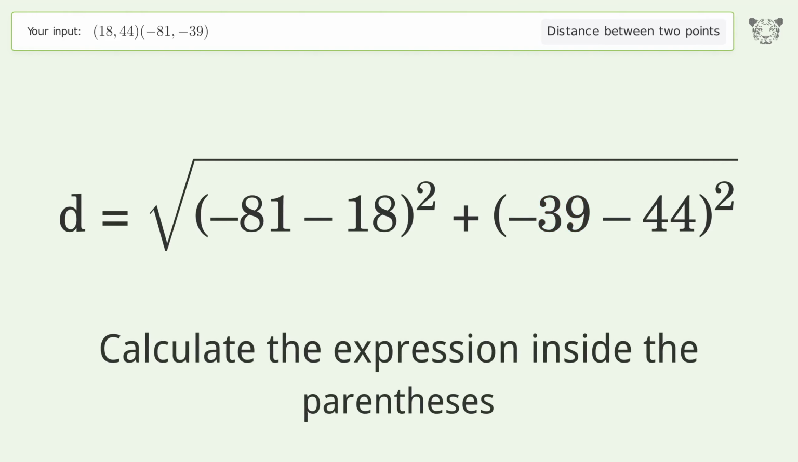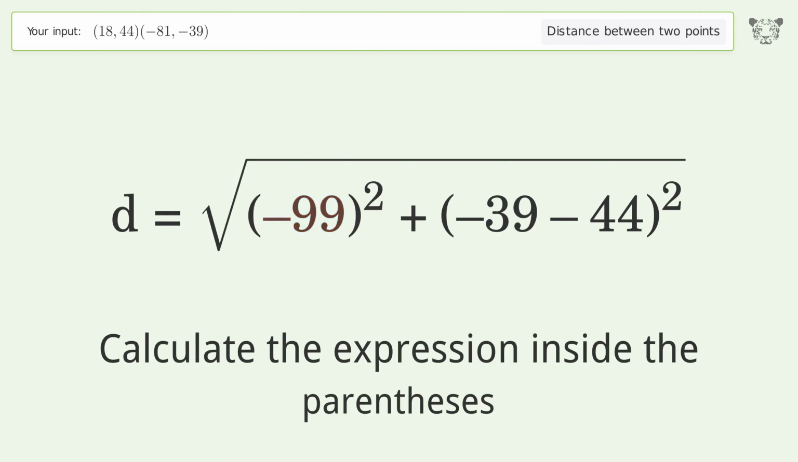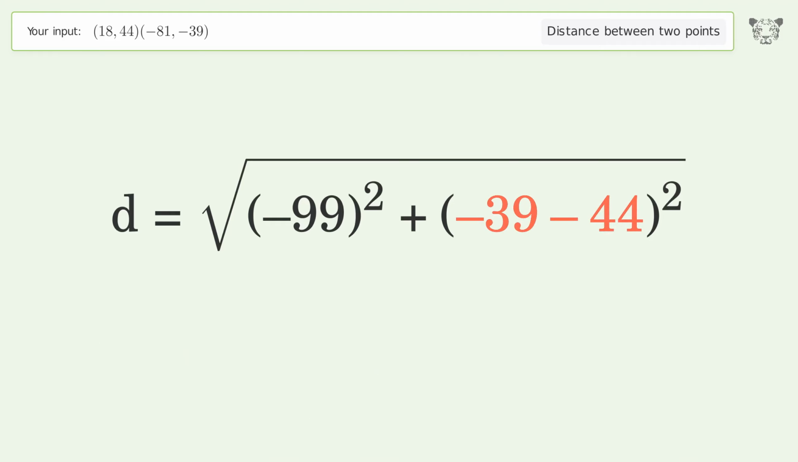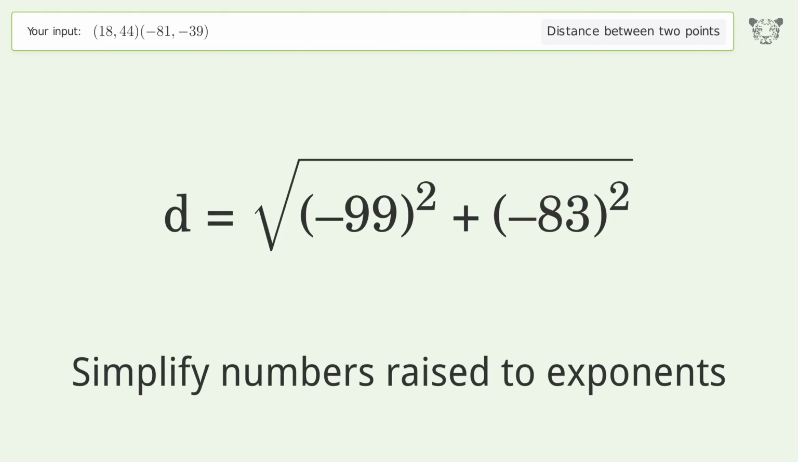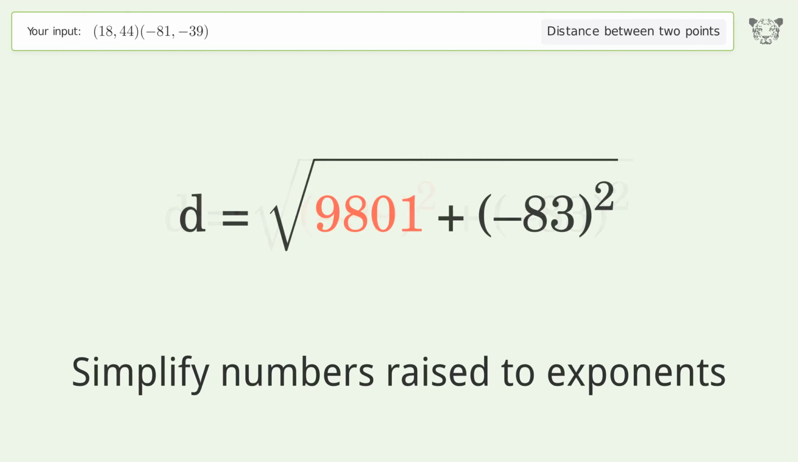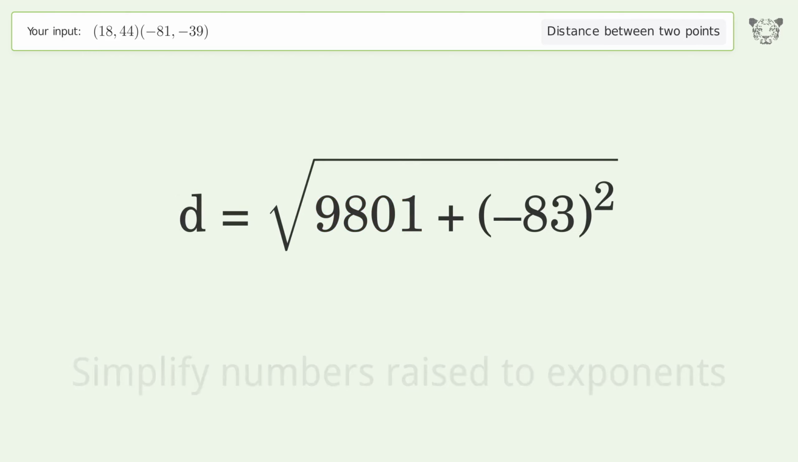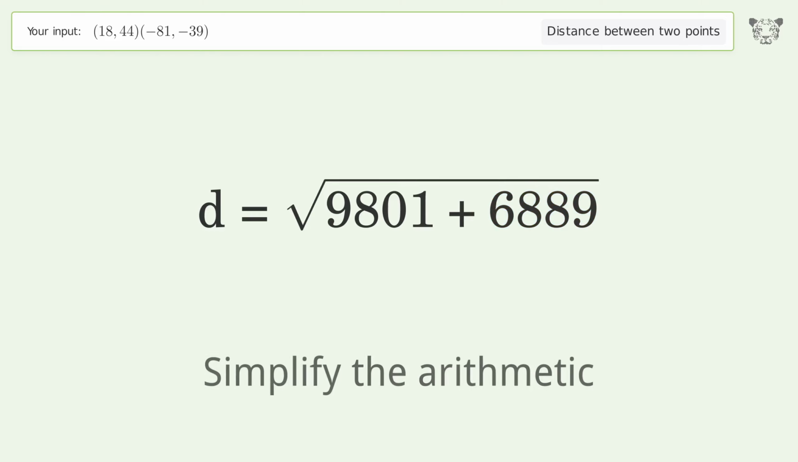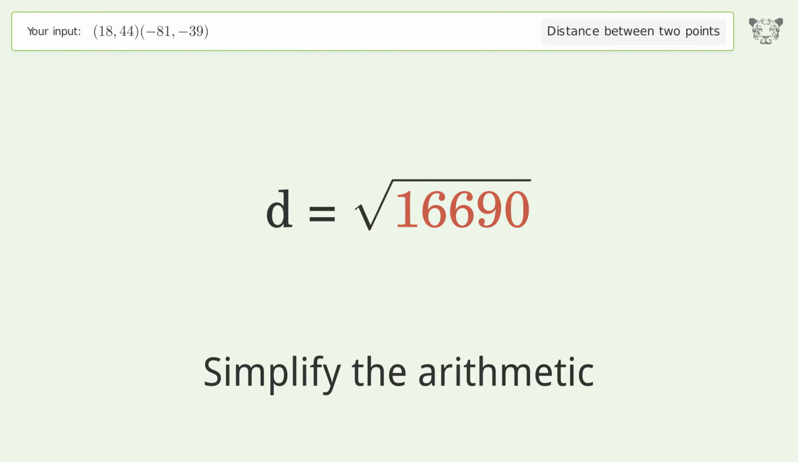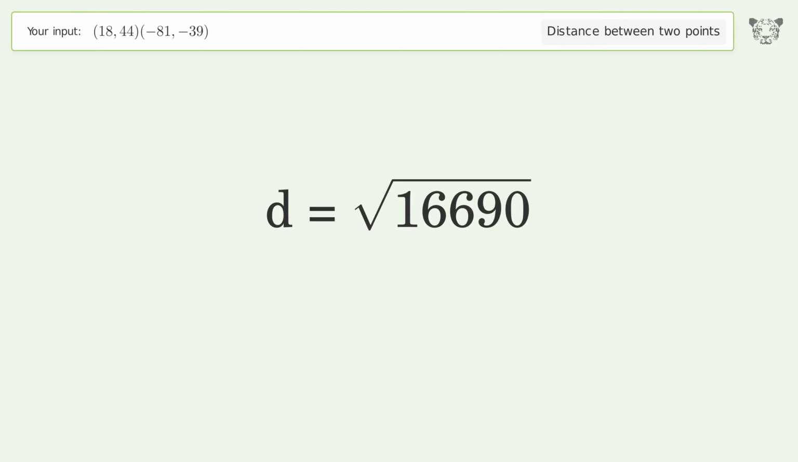Calculate the expression inside the parentheses. Simplify numbers raised to exponents. Simplify the arithmetic. And so the distance between the 2 points is the square root of 16,690, or 129.19.